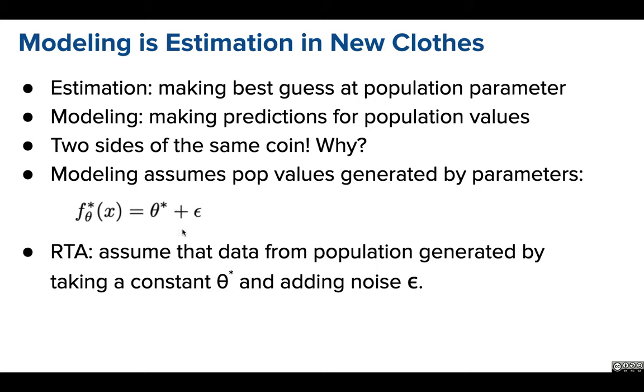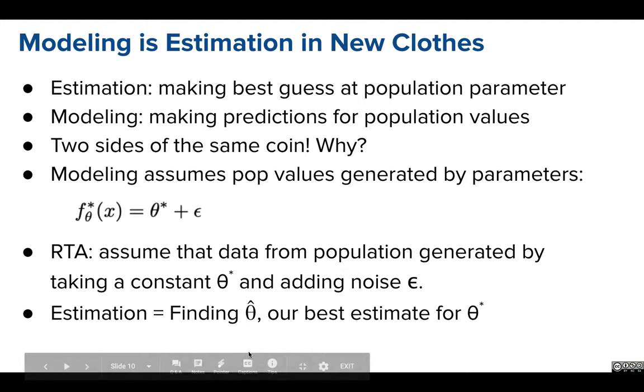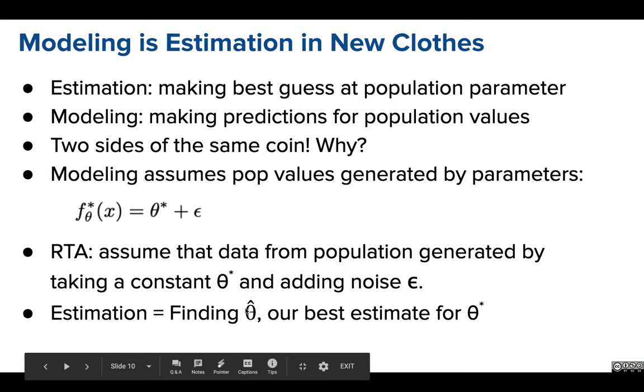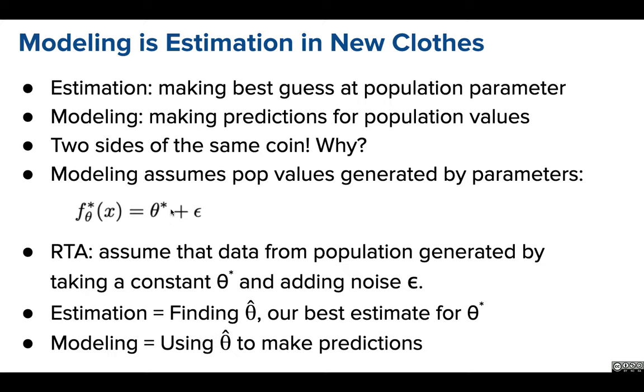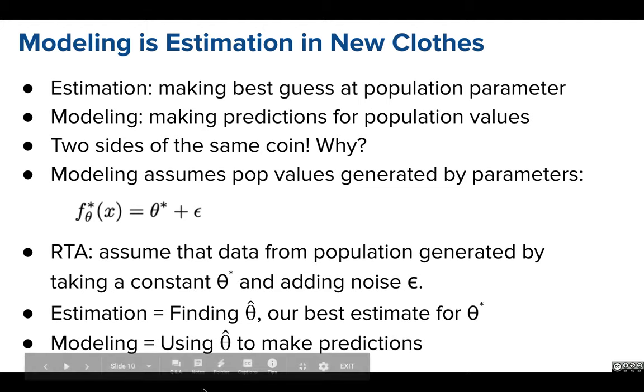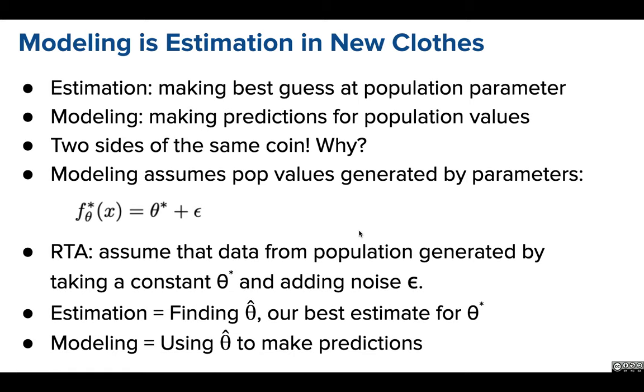And so in estimation, we're trying to estimate theta hat, which we want to be close to theta star, as we talked about Wednesday and Thursday. So the estimation procedure is trying to find the closest value to theta star, but modeling is essentially saying, take that theta hat and use it to make some predictions. So instead of just finding theta hat, modeling says, I'll make a model and I'll put theta hat in my model so I can make predictions about what I think future population values should be.